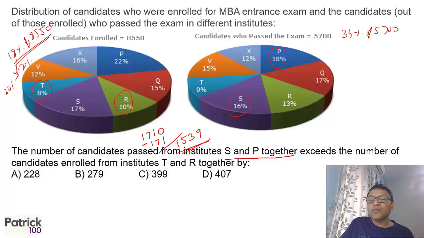Now calculating 34% of 5700. So basically 34 into 57. If I take 57 into 4, it is 228. 22 carry forward. 57 into 3 is 171. So 1938. So you get 1938 minus 1539, which gives 399. Need to be decent in calculation for solving these sums. Okay.